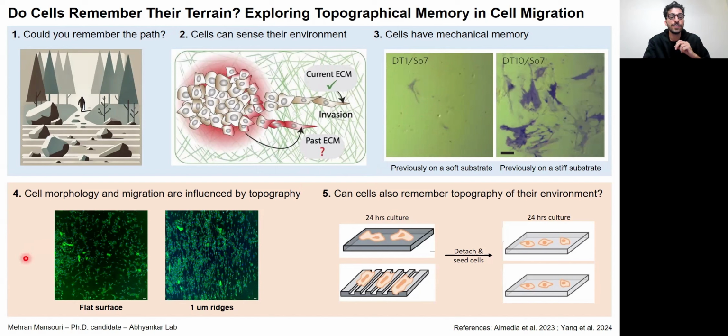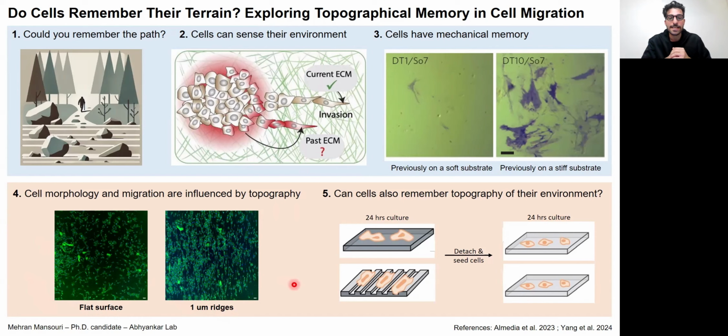So here in the first experiment, I cultured cells on two different substrates. The first one, a flat surface, and the second one, a substrate with topographical features that are 1 micron ridges in the vertical direction. And we saw that cells on the flat surface are randomly oriented and randomly migrating. But on ridges with topographies, they are elongated in the vertical direction and they migrate directionally.